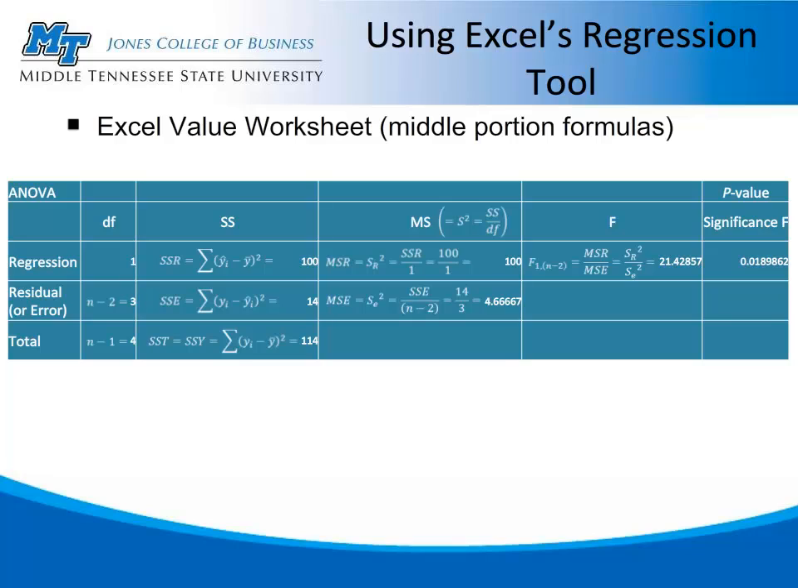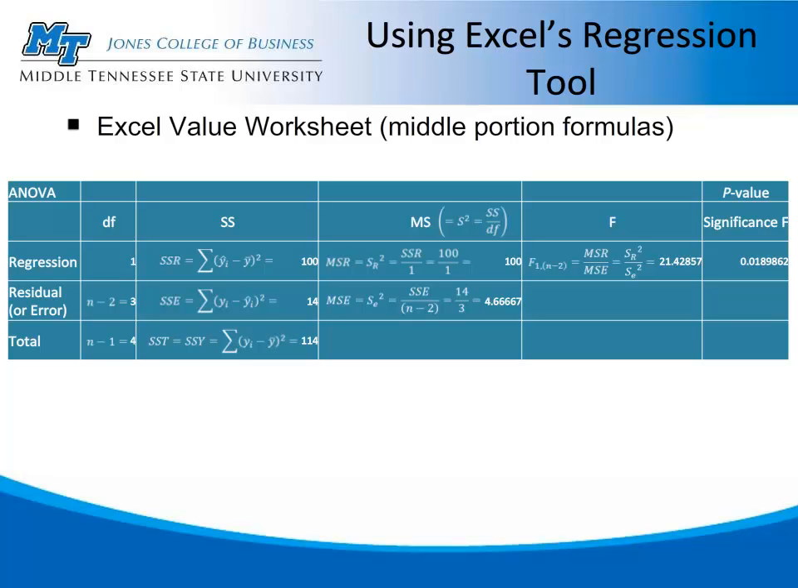MS stands for mean square, but the numbers in that column are all variances. And all you have to do to calculate a variance is to take the variation, the SS value, and divide it by the degrees of freedom. Your F statistic is the ratio of the variance that's explained by regression over the variance that's due to the error, the unexplained part. Sometimes it's called residual.